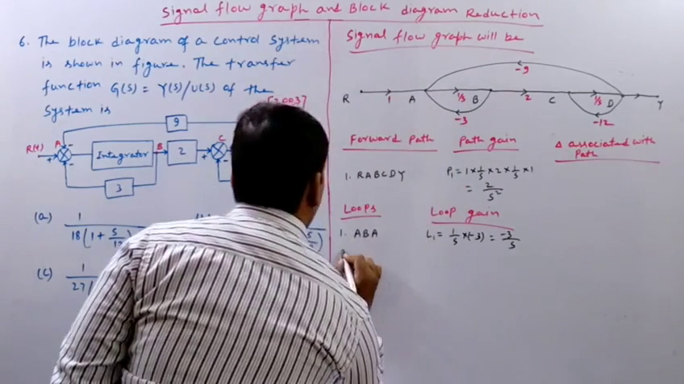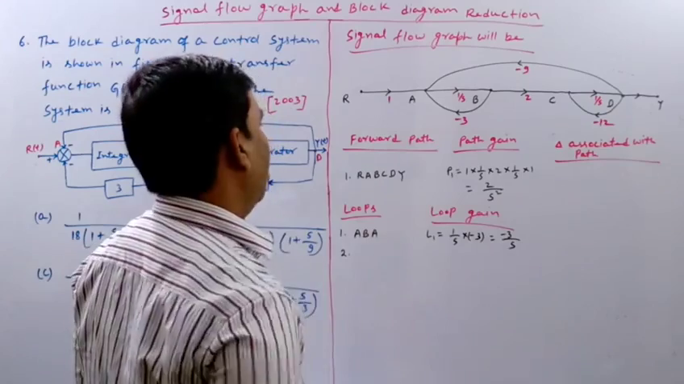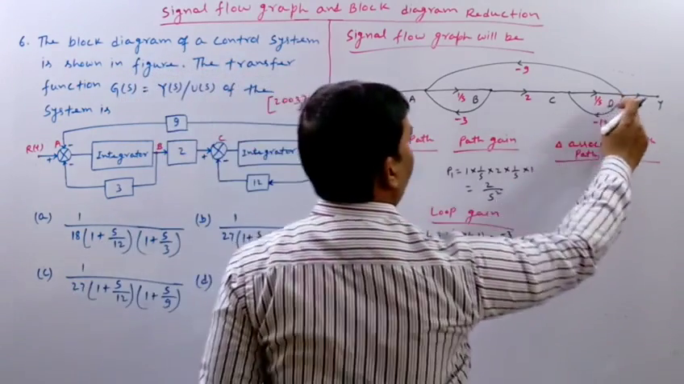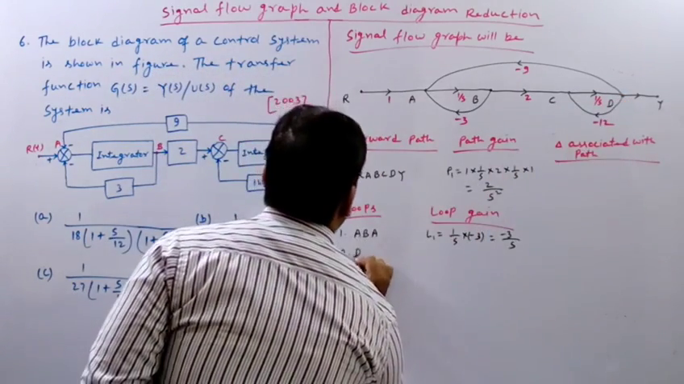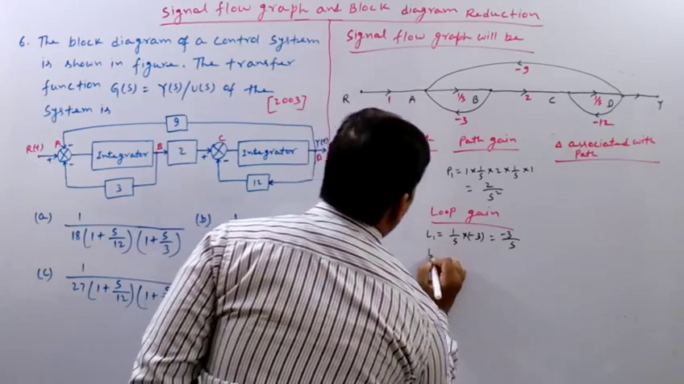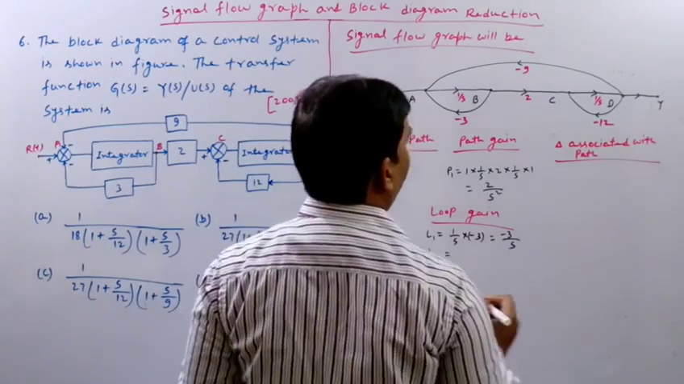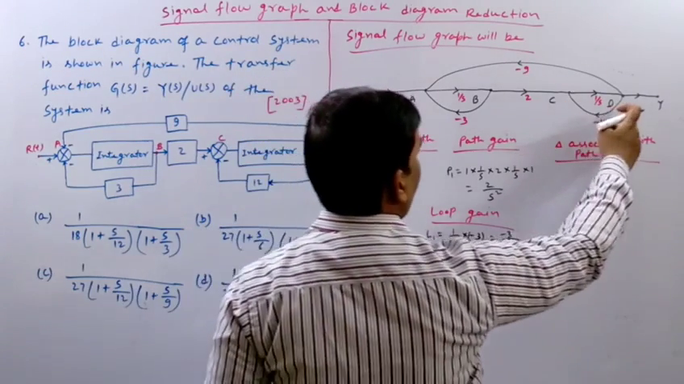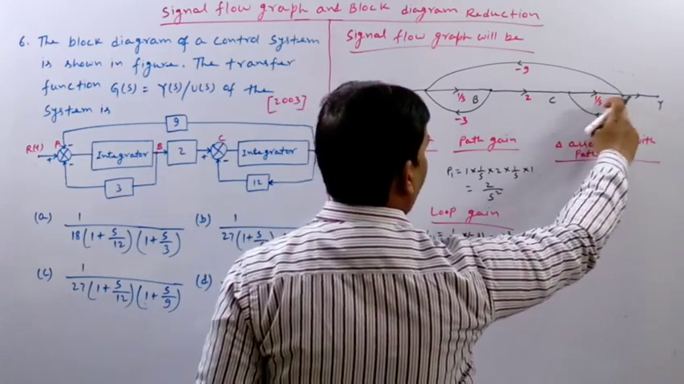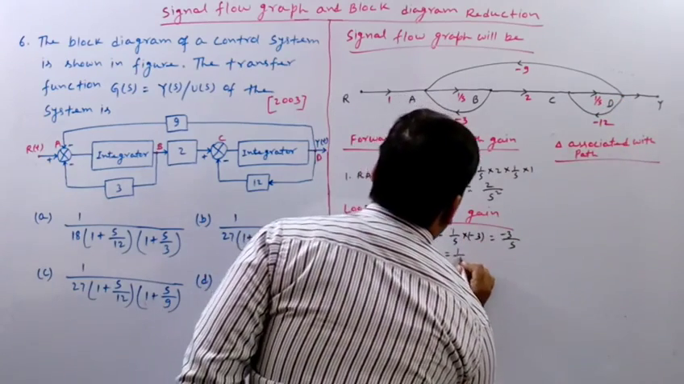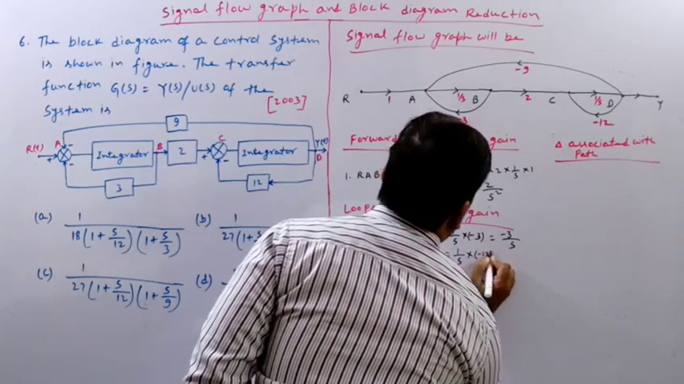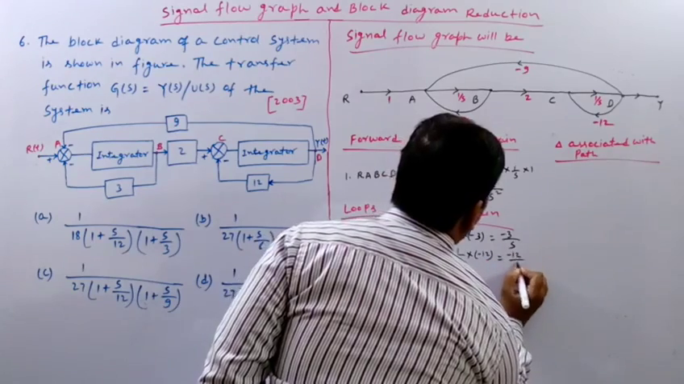Okay. Second loop is nothing but it is DCD. So its loop gain will be L2. What will be L2? So L2 will be equal to nothing but 1 by S multiplied by -12. So it will be -12 by S.